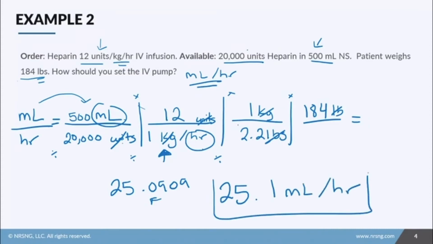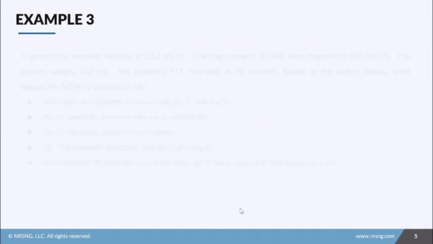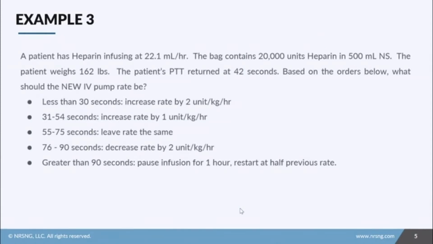You've rounded, you've got the right units. Does it make sense? Does it seem appropriate? Yes, it does. All right. Let's do one more. Now, this is a problem that we find in nursing school that honestly are some of the hardest ones in my opinion.